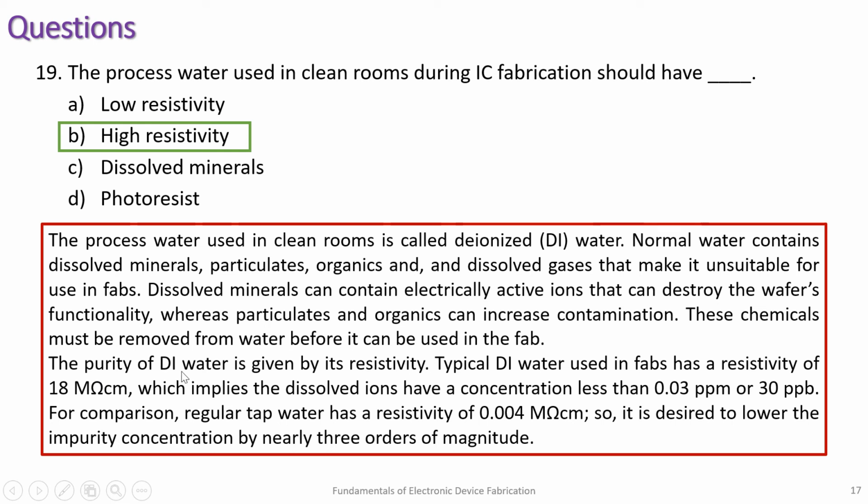In case of deionized water, it has a resistivity of 18 million ohm centimeter, which implies dissolved ions have a concentration of less than 0.03 parts per million. Regular tap water, on the other hand, has a very low resistivity, 0.004. It will allow current to pass through it decently, and impurity concentration is nearly 3 orders of magnitude higher. And whenever we are doing fabrication under very high purity, it is necessary that we use deionized water, and it should have very high resistivity.